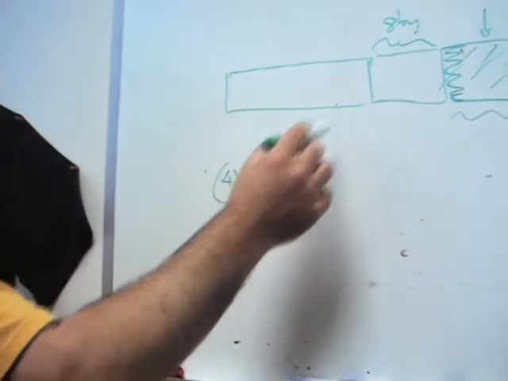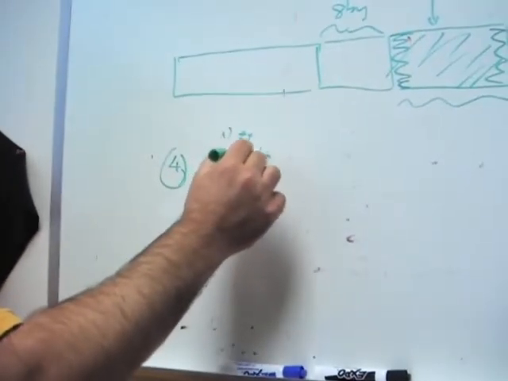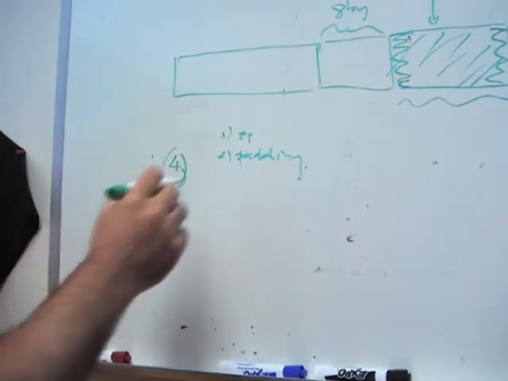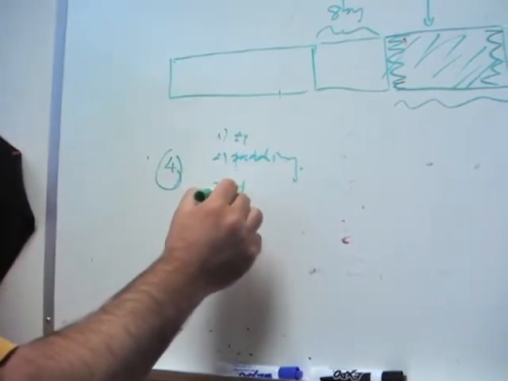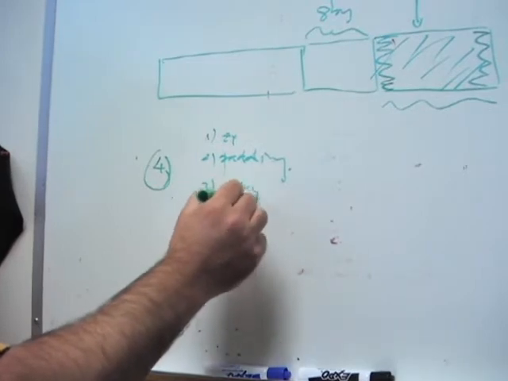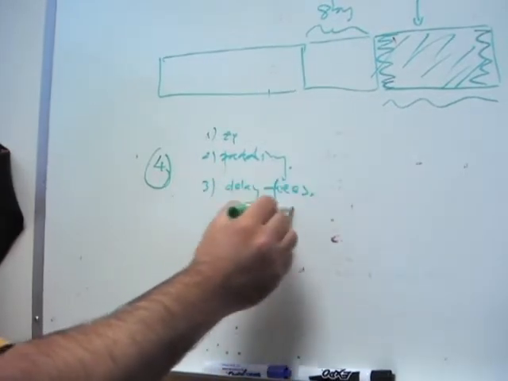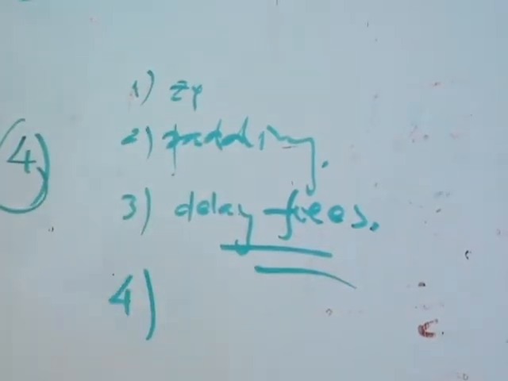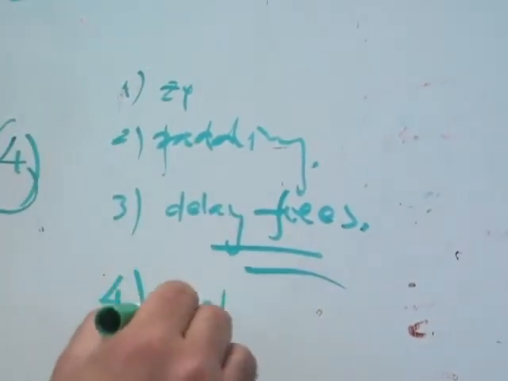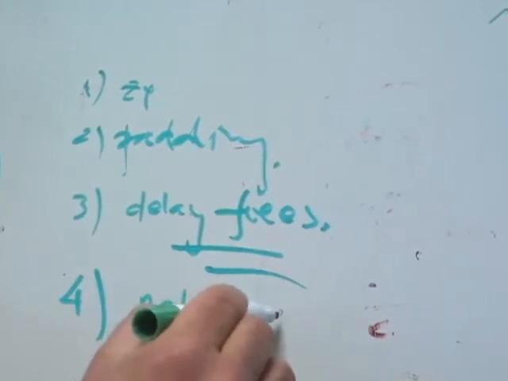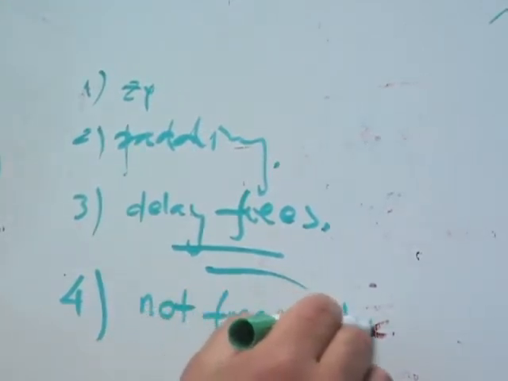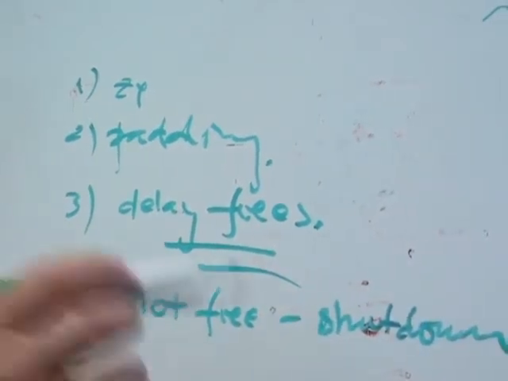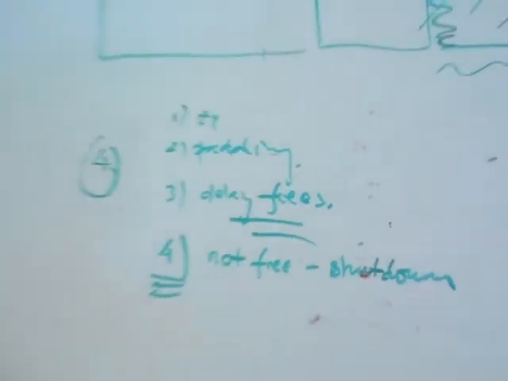The other thing is padding. This deals with small buffer overruns. The third thing is delaying free. I'll come back to delay free, but the other thing that's interesting is not freeing at all during shutdown. I'll talk about this first because it's simpler, and then I'll come back to delay free.